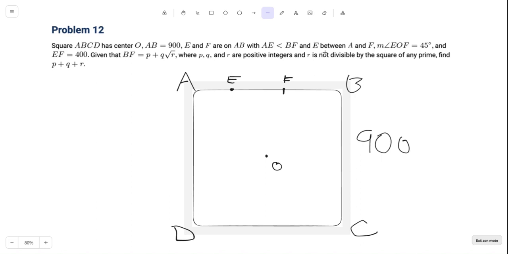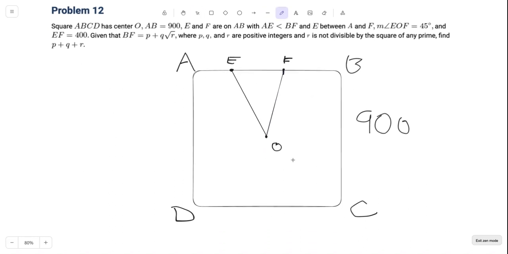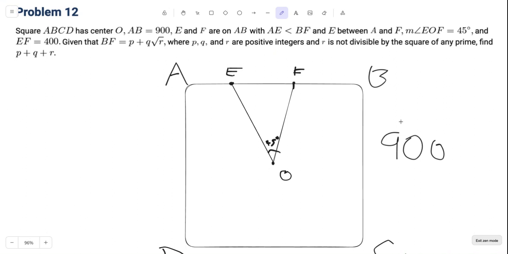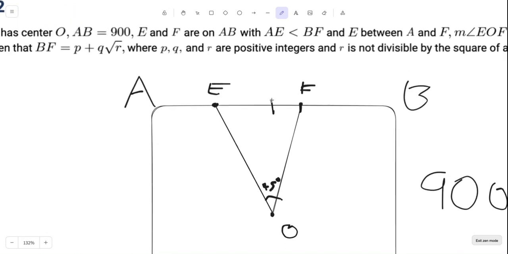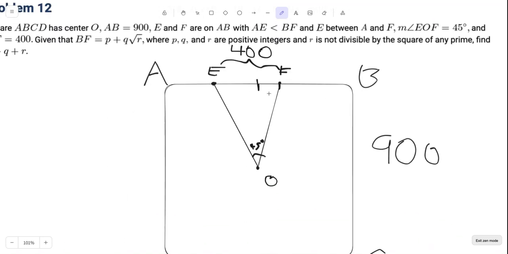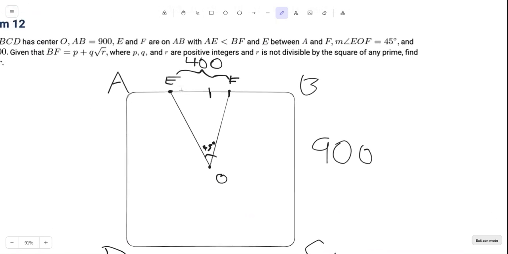And the measure of angle EOF, which is this one, is equal to 45 degrees. And EF equals 400. That's our last piece of information. Now let me mark the midpoint over here. So we have this equal to 400, and we know the whole thing is equal to 900.